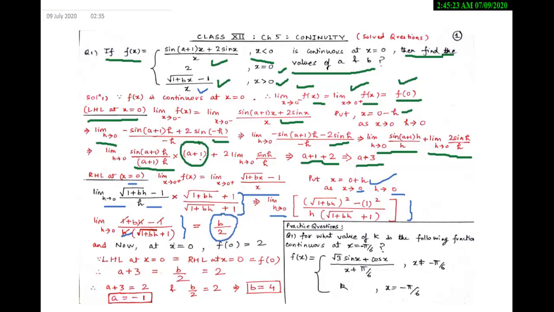And now we will check at x equals 0. You can clearly see that at x equals 0, our function f(x) will always be equal to 2. Since our function is continuous, therefore, students, the left hand limit, which is a plus 3, is equal to the right hand limit, that is b upon 2, and this is equal to f(0), which is 2. So, from here, on comparing a plus 3 equals 2, we get a is equal to minus 1, and b upon 2 is equal to 2. So we get b is equal to 4.